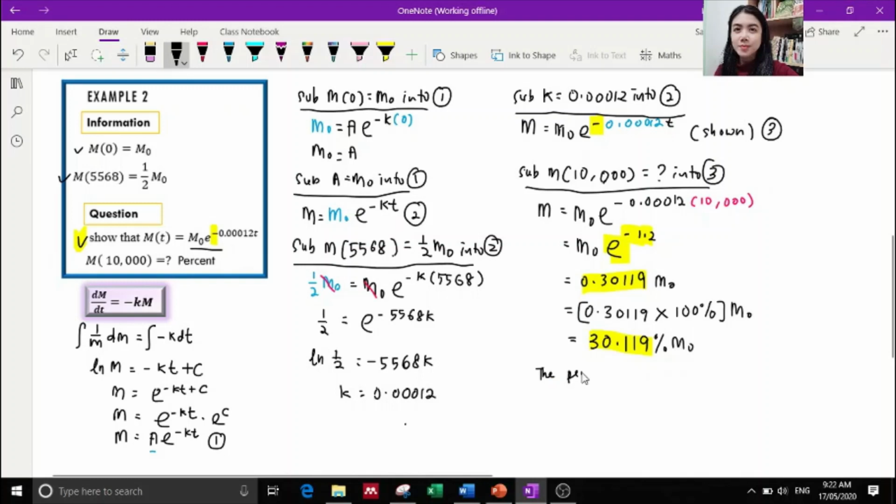The percentage mass of C14 after 10,000 years is 30.119%. Okay, so this is the answer for example number 2.